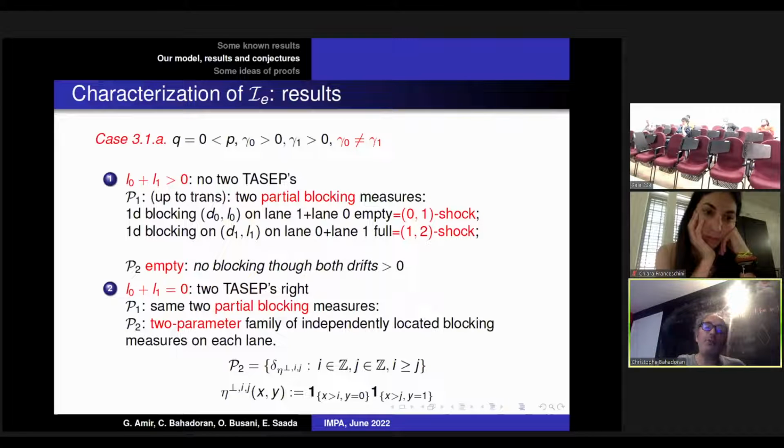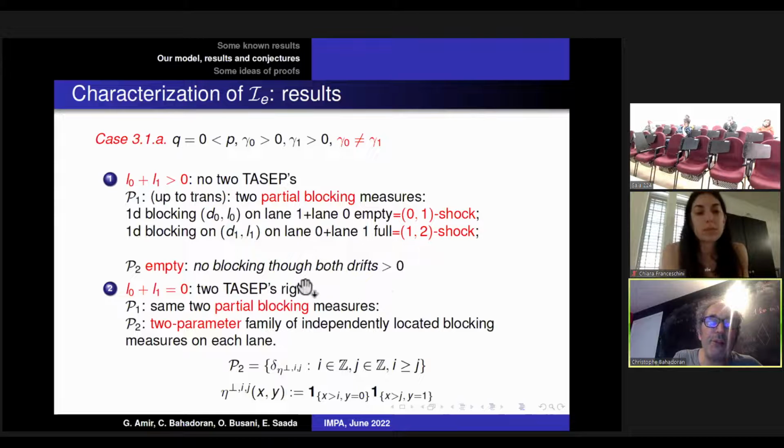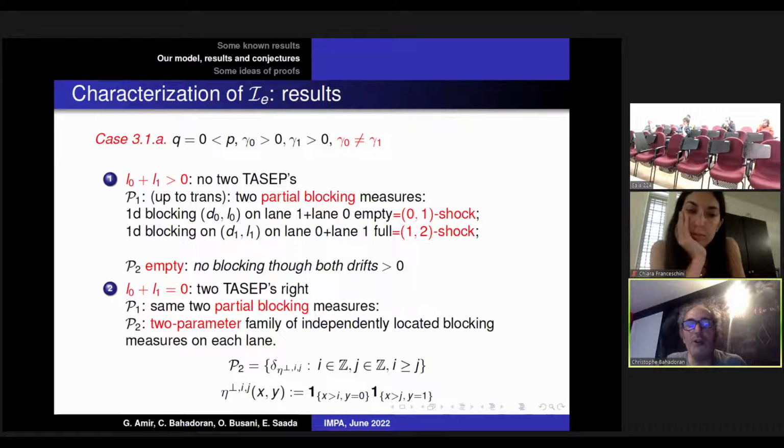These are measures where one of the lanes is carrying a blocking measure and the other lane is either full or empty. Okay. On the other hand, if the two lanes are totally asymmetric to the right, say, and you cannot jump left with Q equals 0, we have a complete characterization. We still have the partial blocking measures, but we have a family of blocking measures, which depends on two independent parameters.